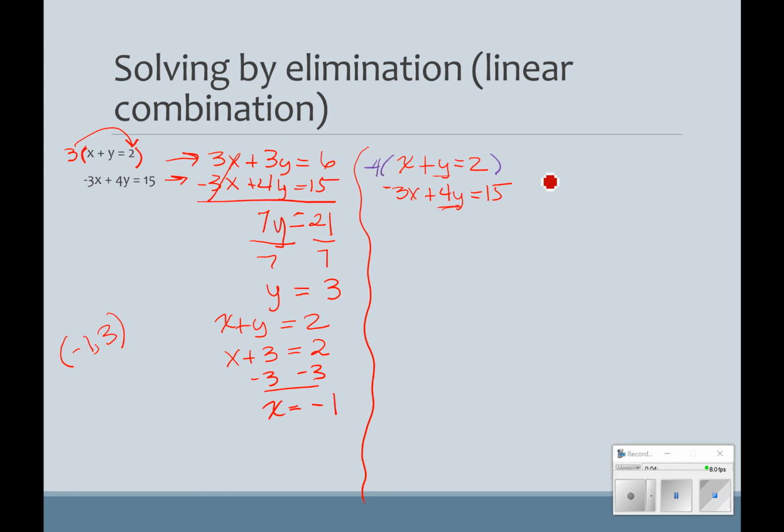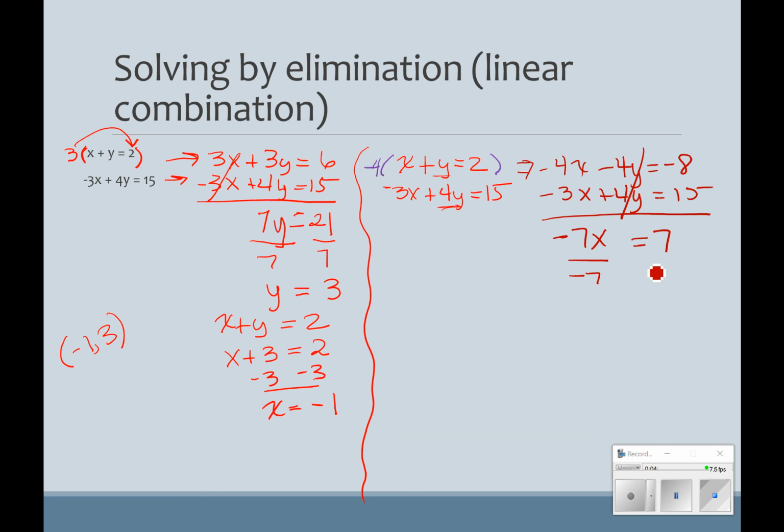So if I distribute that negative 4, I'm going to get negative 4x minus 4y equals negative 8. And then I'm just going to take my original second equation, and I'm just going to keep everything lined up. All right. So if I add now, negative 4 and negative 3 is negative 7x. Negative 4y plus 4y is 0y or 0, so they cancel out. And then I get negative 8 plus 15 is 7. When I divide by negative 7, I'm going to get x equal to negative 1.